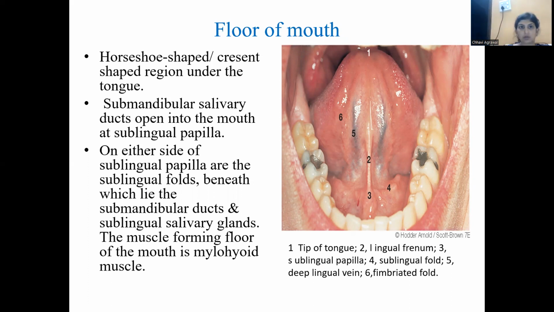The floor of the mouth is a horseshoe shaped or crescent shaped region under the tongue. It has the openings of the bilateral submandibular salivary glands, which open into the mouth at the sublingual papillae. On either side of the sublingual papillae, there are sublingual folds beneath which lie the submandibular ducts and the sublingual salivary gland. The muscle that forms the floor of the mouth is the mylohyoid muscle.